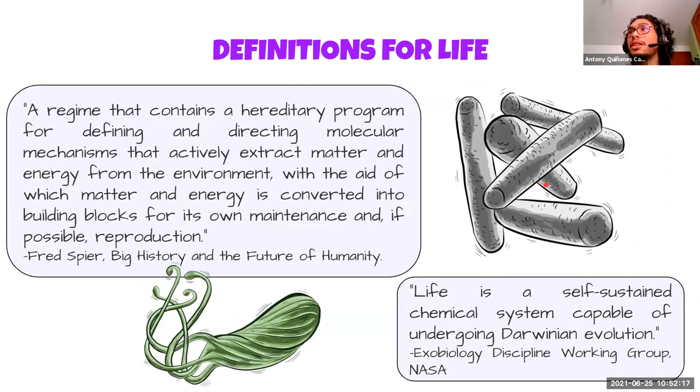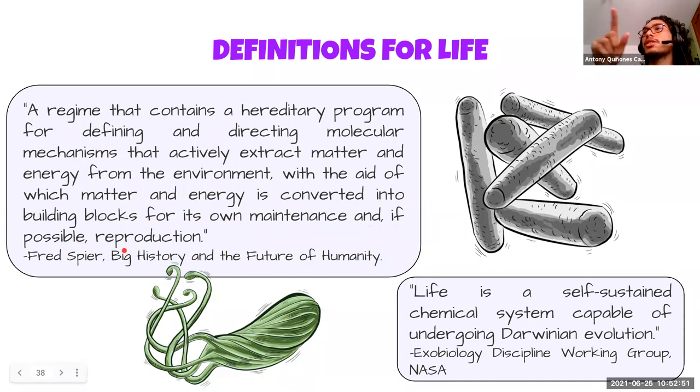But we are talking about science, right? So these are my two favorite definitions about life. And the first one would be that life is a regime that contains a hereditary program for defining and directing molecular mechanisms that actively extract matter and energy from the environment, with the aid of which matter and energy is converted into building blocks for its own maintenance and, if possible, reproduction.